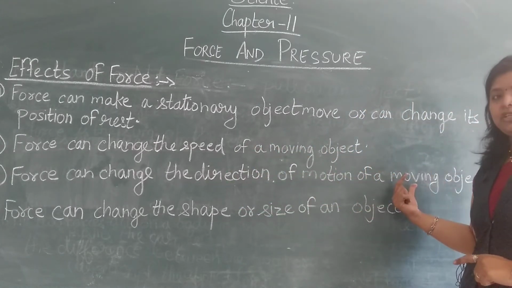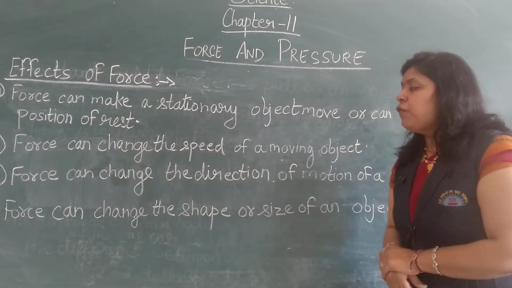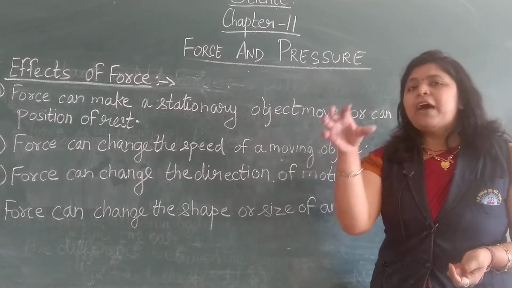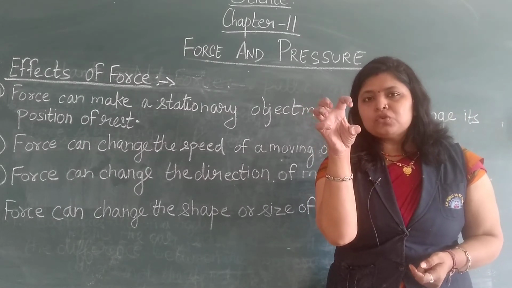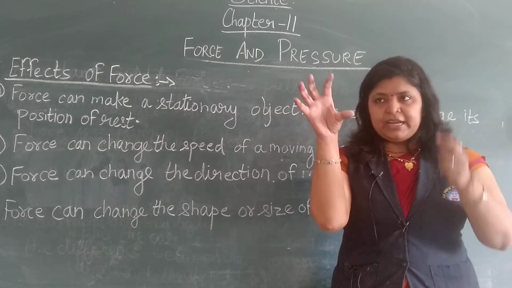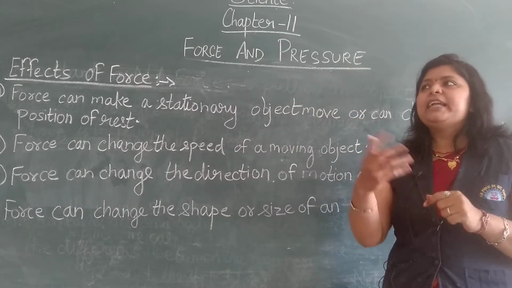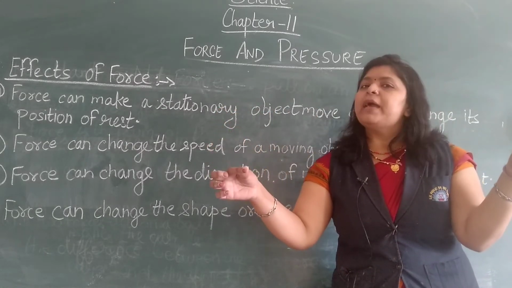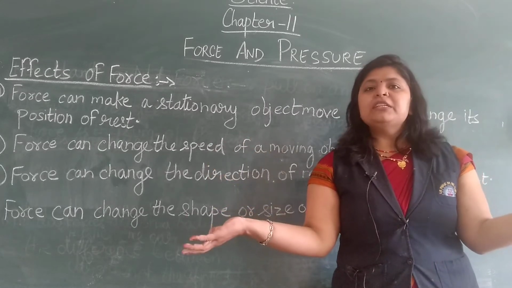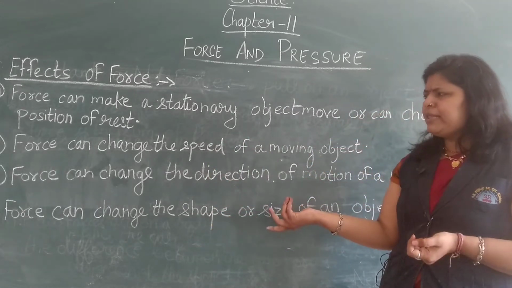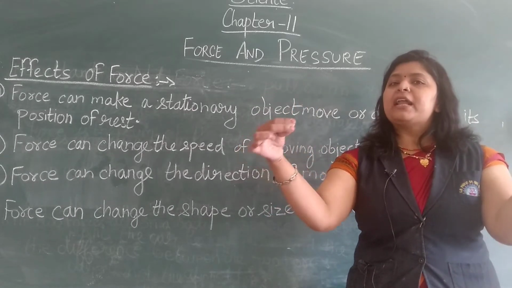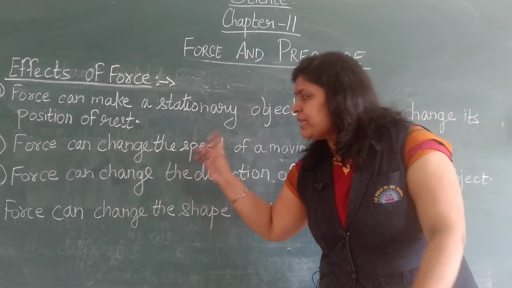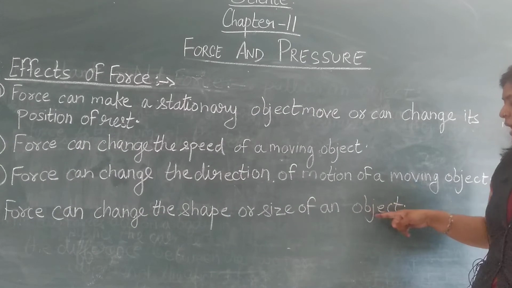Now the fourth is that force can change the shape and size of an object. Take an example: you have a plastic ball. If you give a force on it, what happens? It is crushed and becomes disc-shaped. Or we can take the example of a rubber band. If we extend a rubber band, it extends for some time, and when released it comes back to the original position. So when we apply force on that rubber band, it can change its shape and size. That is the main reason that force can change the shape and size of an object.